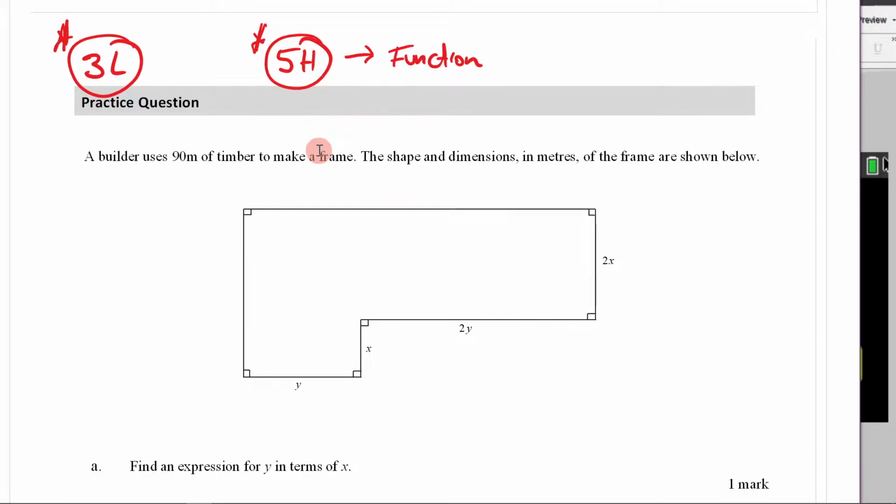Okay, so with that preamble, let us dive into this question. It says, a builder uses 90 meters of timber to make a frame. The shape and dimensions in meters of the frame are shown below. So here is this frame. The first thing we have to realize is that this frame uses 90 meters of timber, so this 90 meters is the perimeter. I dare say that is the most important thing to realize. If you don't realize that, you really can't go any further. Make sure you read the question carefully. So we know that if we add up all of these sides, we're going to get 90 meters.